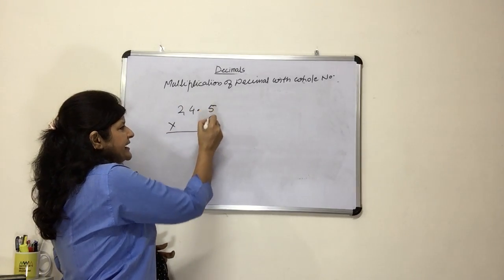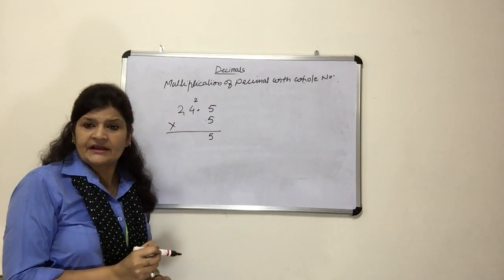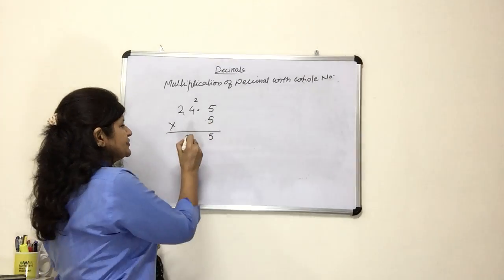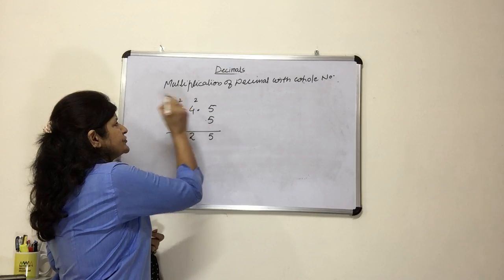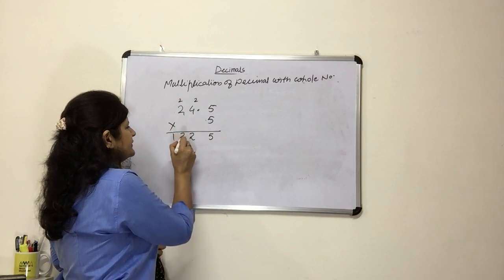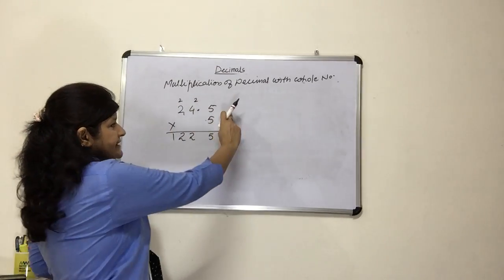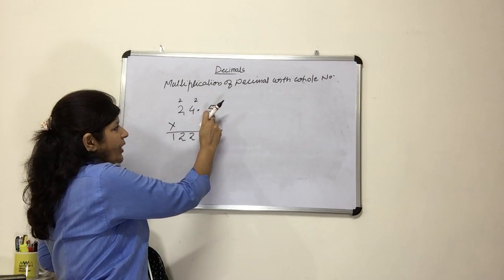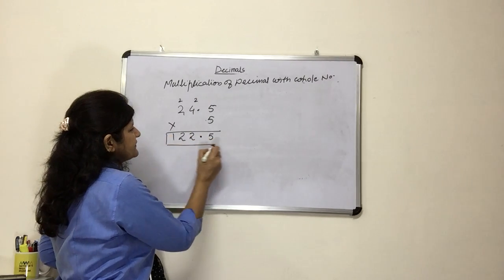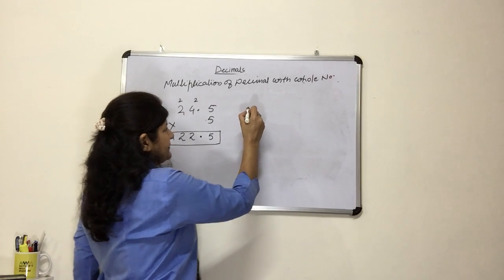First we multiply 5 with 5. 5 fives are 25, 2 carry over. Now 5 fours are 20, 20 plus 2 is 22, 2 carry over. 5 twos are 10, 10 plus 2 is 12. Now we count the decimal from the right hand side. After one place it is the decimal. So in the answer we put the decimal after one place. Right?